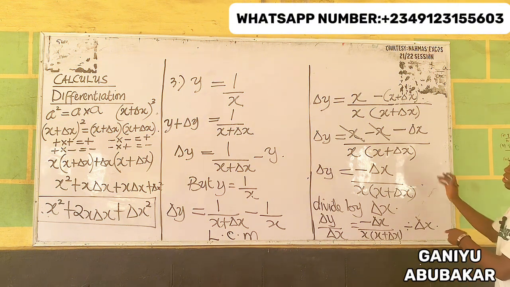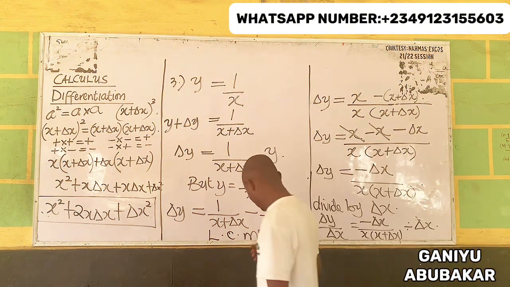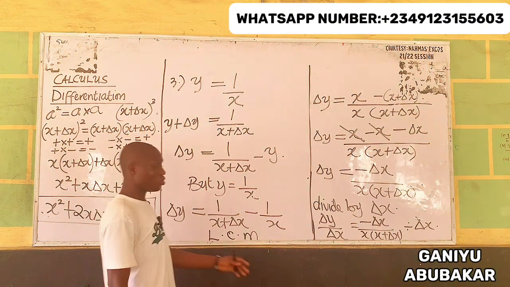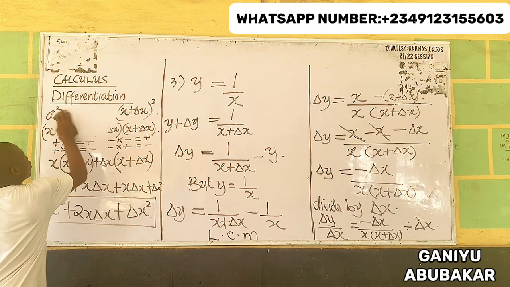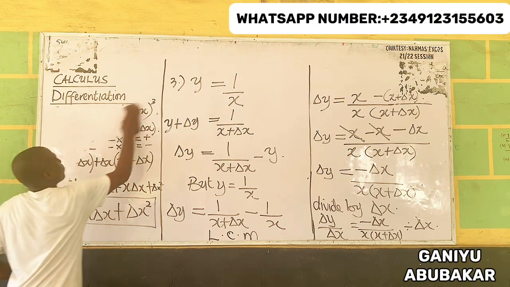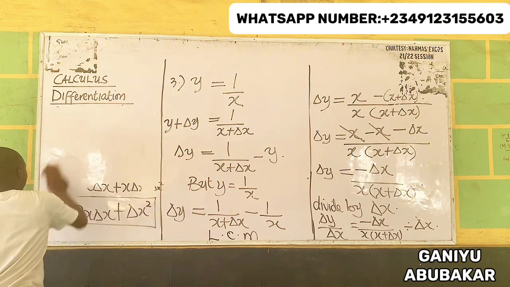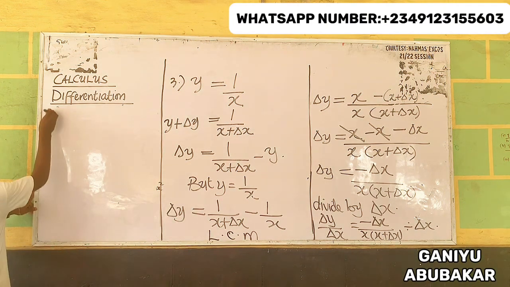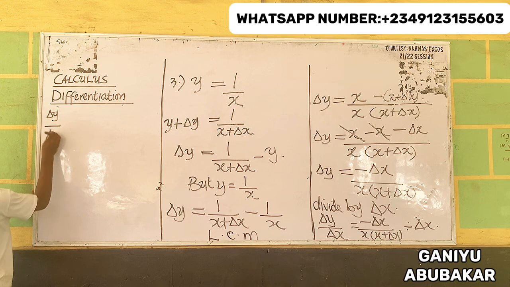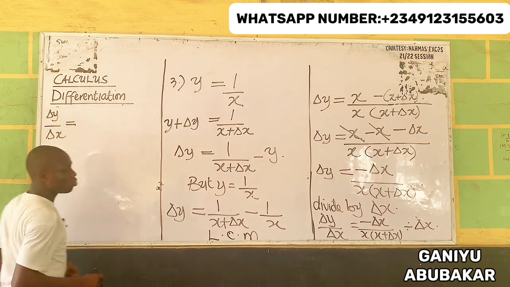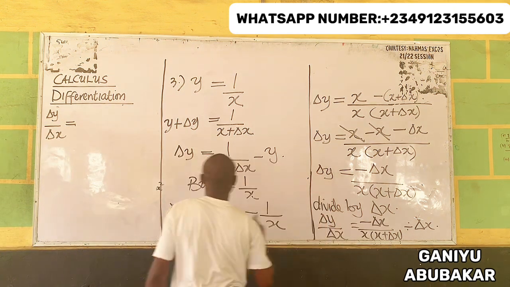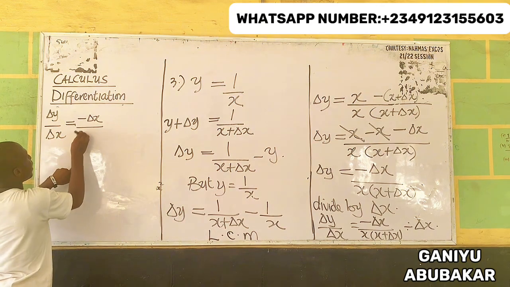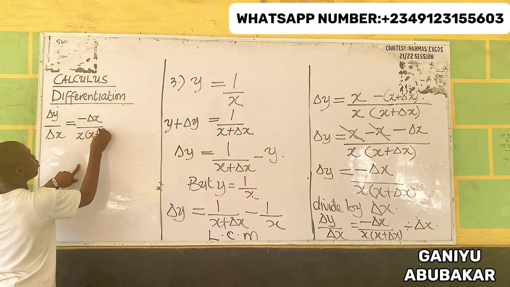Should I proceed from here? If it's division, yes, just one. All right, let's proceed. If I proceed from here, please look up. I'll have change in y over change in x equal to, please repeat this one back, minus change in x over x into x plus change in x.